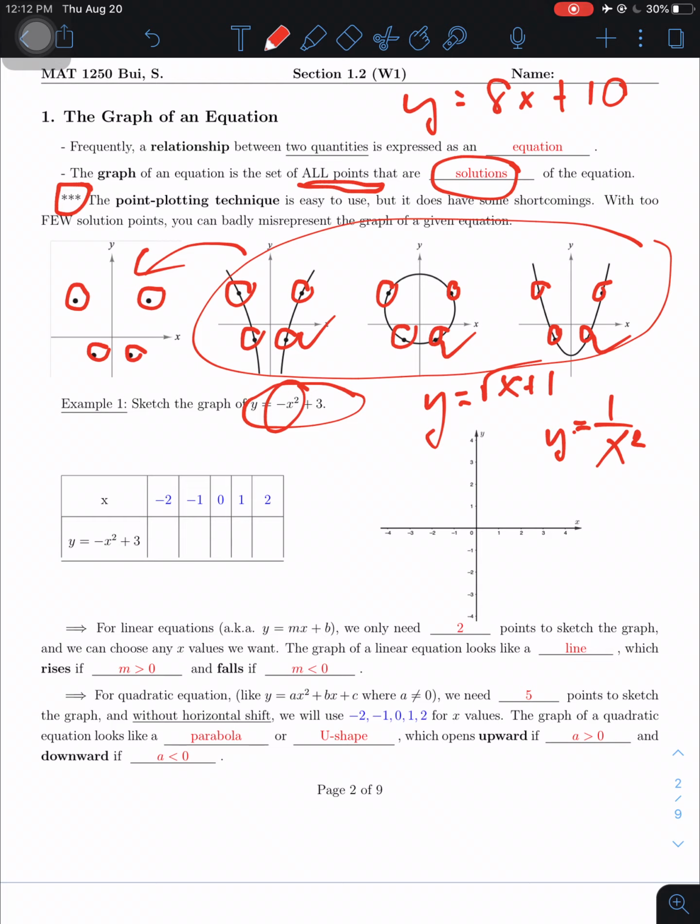For the next example, for the first example, I want you guys to try to sketch a graph of the equation y equals negative x squared plus 3. A heads up is that it will look like a U shape. It's going to look like a parabola, if you guys know what I'm talking about. If not, later on we're going to talk about it. We're going to learn about the parabola in the future too.